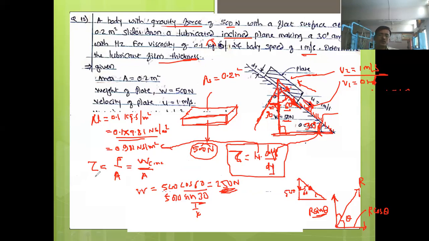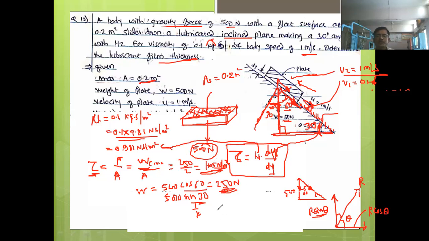So now we want to find out the value of tau. Shear stress is nothing but it is force per unit area, or it is the component of weight per unit area. The unit area means what? Unit area of this plate. The plate's area is given as 0.2. So you can write here 250 divided by 2, you will get 125 Newton per meter square. Okay. Is there any doubt? 125 Newton per meter square will be the value of tau.